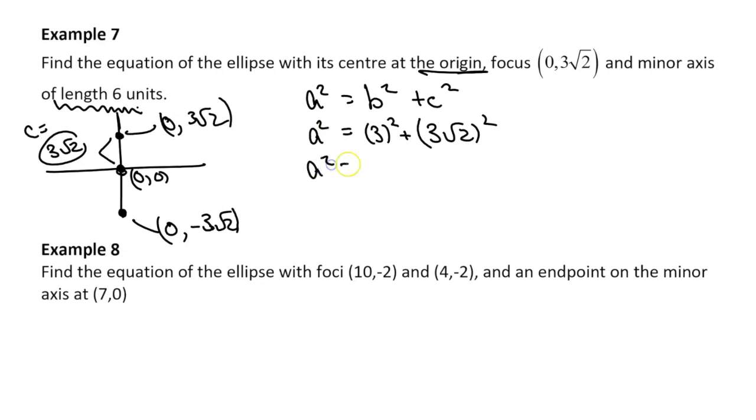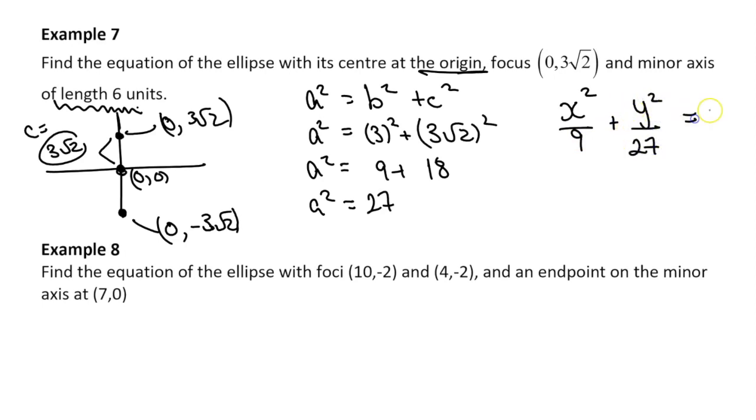So a squared is going to be equal to 9 plus, this would turn into 9 times 2, so 18. So a squared would be equal to 27. And we could square root it just to find out what a is, but we actually probably like the value of a squared, because from there we could say that we have x squared over 9 plus y squared over 27 equals 1.